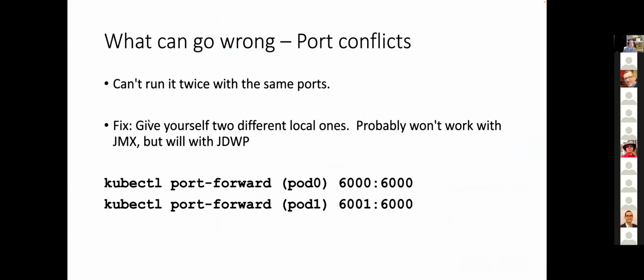NetBeans is cool. So what can go wrong? I know there's always some things that can go wrong. You can't run this twice with the same ports, right? If you try to connect to two different applications, they can't both be on port 6000, because when you try to connect your debugger, it doesn't know which one you wanted it to debug. So give yourself two different local ports.